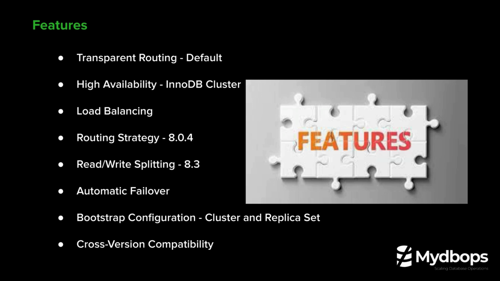These are the features which are available in MySQL Router. Basically it provides high availability for MySQL Cluster and MySQL ReplicaSet, which we will discuss in later slides. Then there are routing strategies which were introduced in 8.0.4, which we'll see in the next slides. To configure MySQL Router, they have introduced a bootstrap functionality. It also has cross-version compatibility, which means we can use a lower version of MySQL Router with a higher version of MySQL servers, and vice versa.